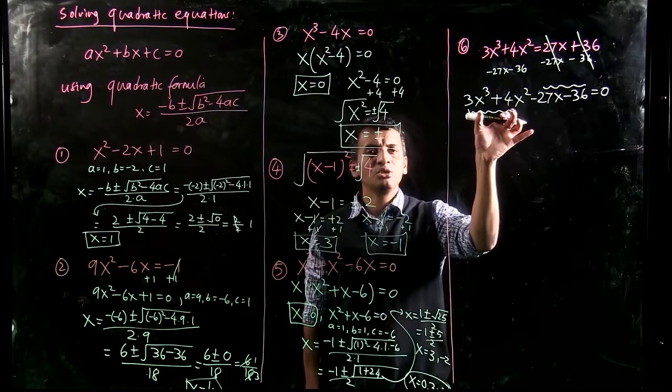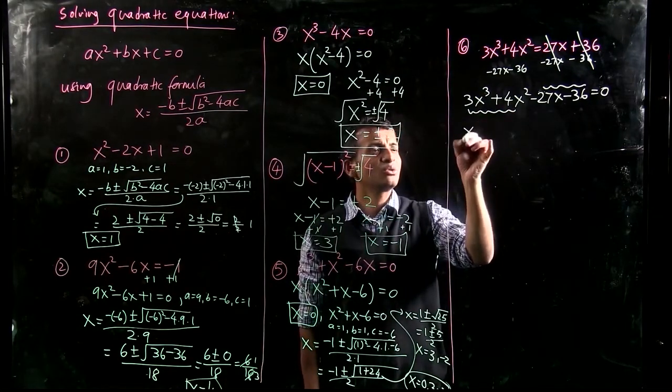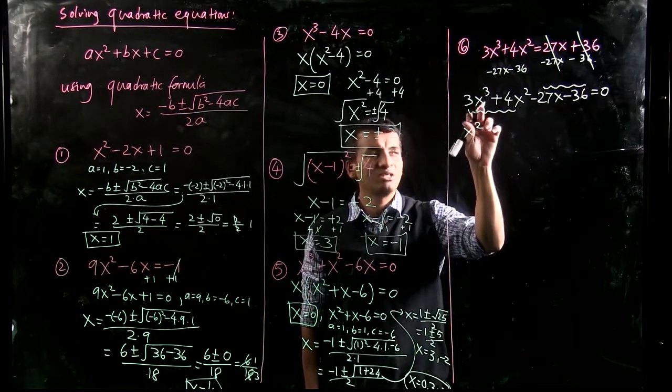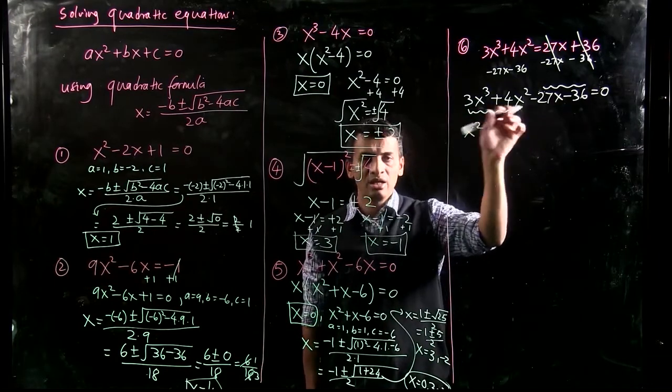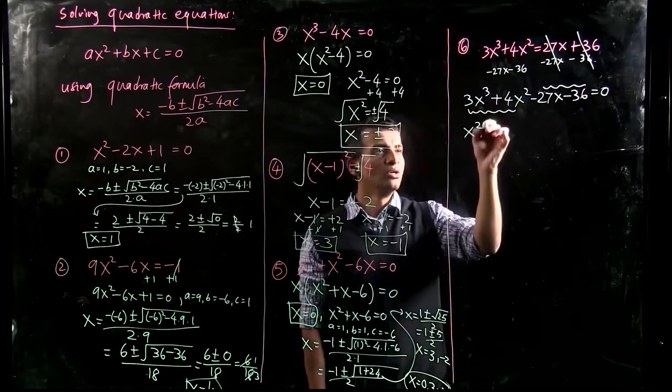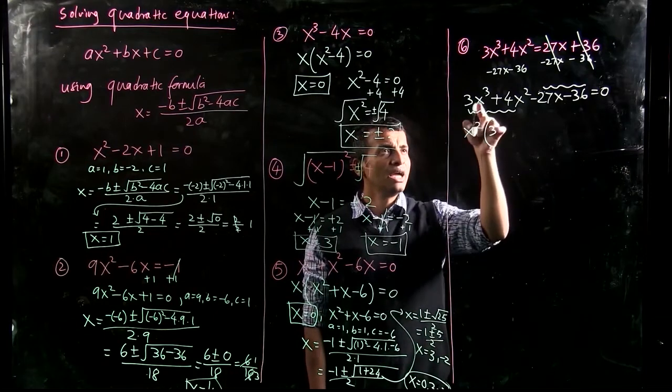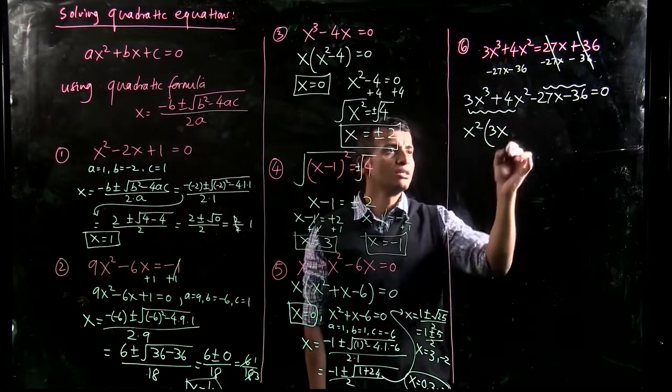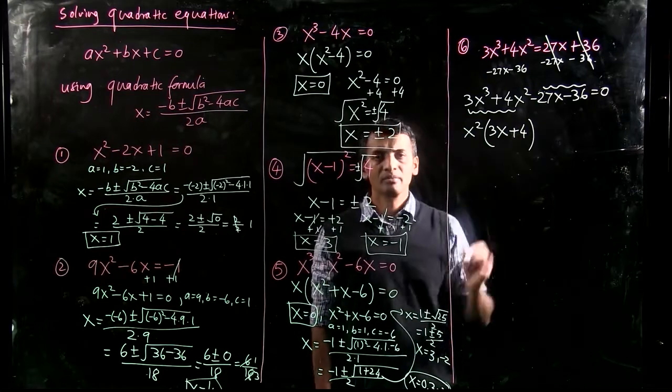So what is common between these 2 terms? There is x squared common, because there is x times x times x, and this is x times x. So x times x is common to both. What is left is 3, and then one of the x is left, 3x plus 4.